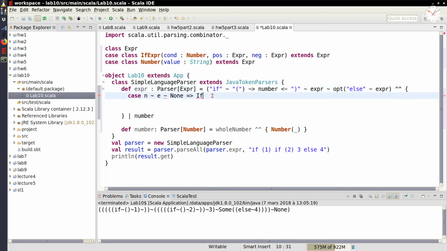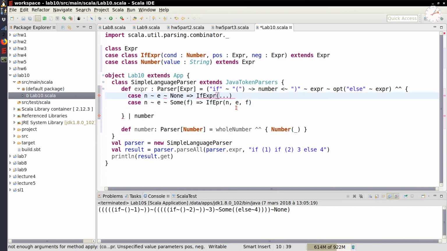So it's an IfExpr, and we'll fill this in a minute. Or it's a case n ~ e ~ Some(f). Now in that case it's going to be really easy. Then it's an IfExpr of n, e, f.